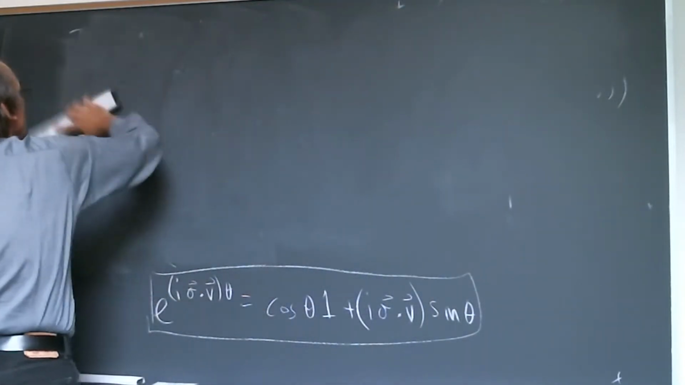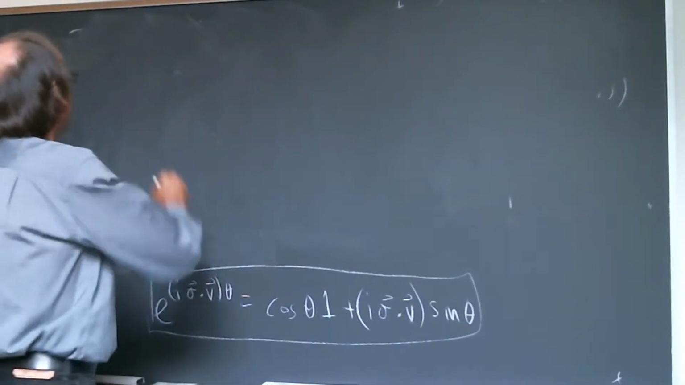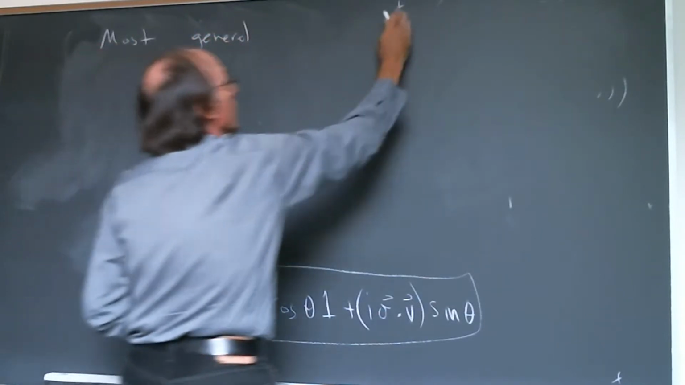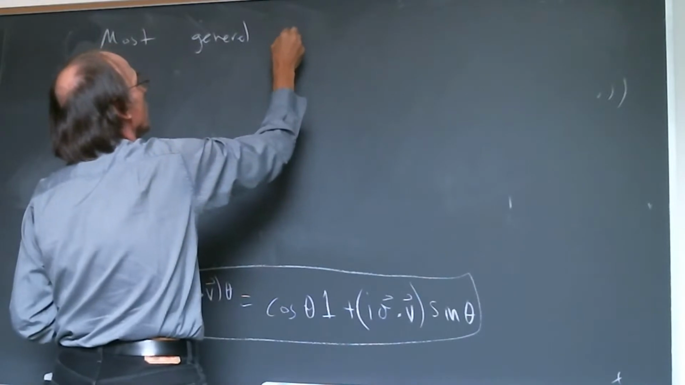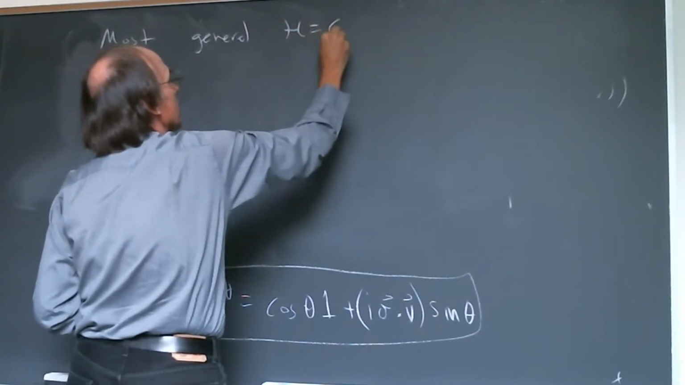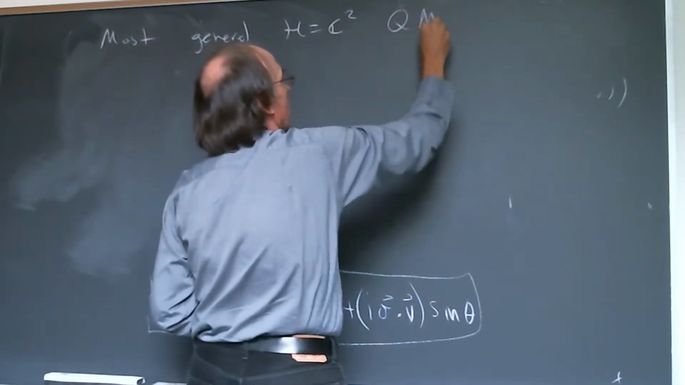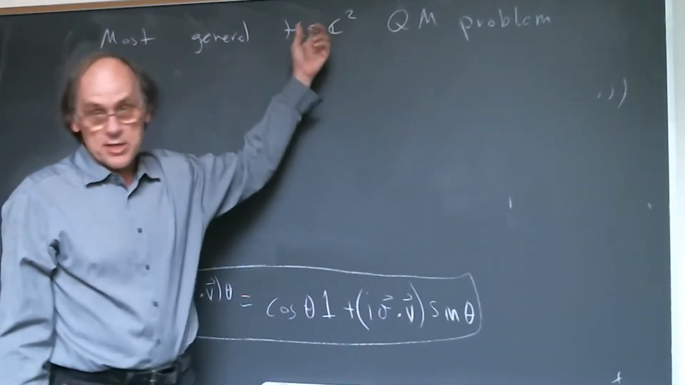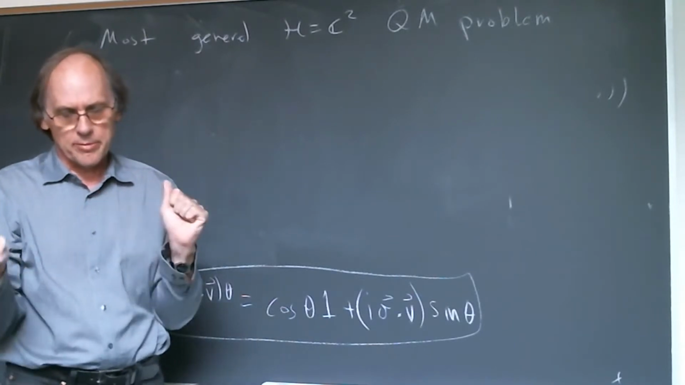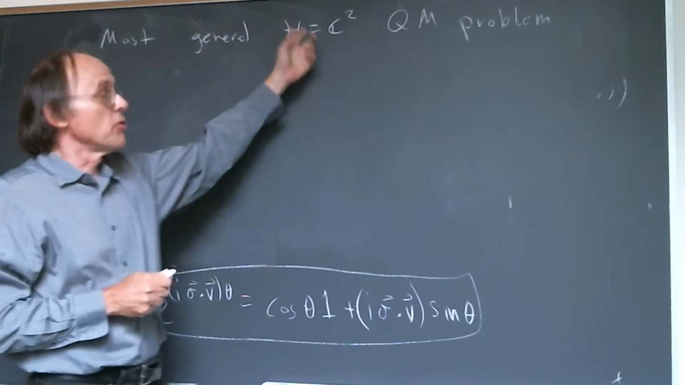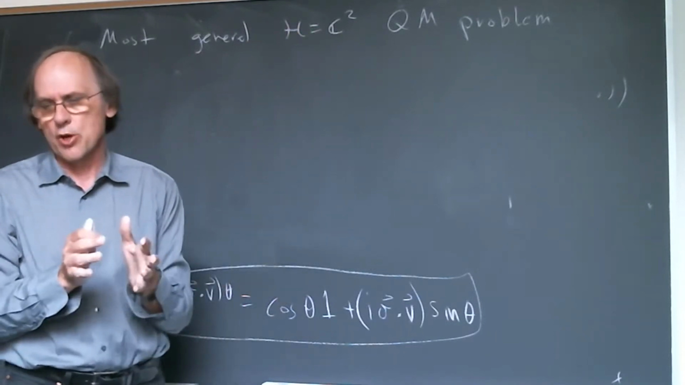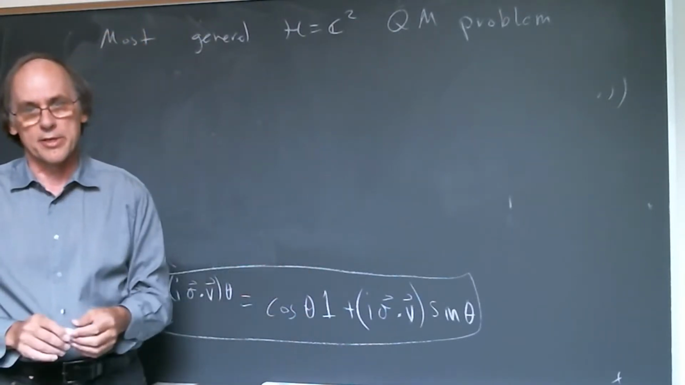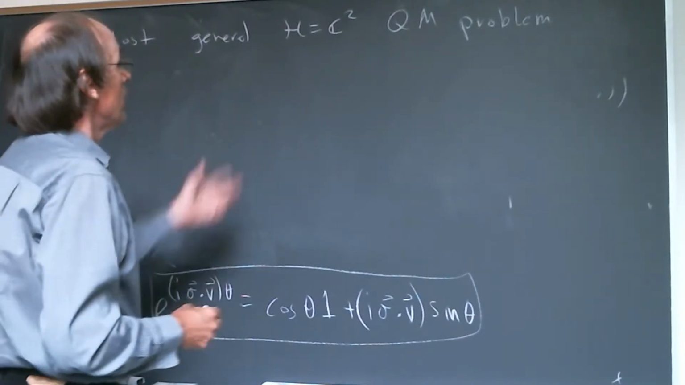Okay, so let's go back. The most general quantum mechanics problem, where your state space is equal to C2. Well, if your state space is just two-dimensional, then your quantum observables are just two by two self-adjoint matrices. And I showed that these are just the sum of something times the identity matrix plus something times the Pauli matrices, right?